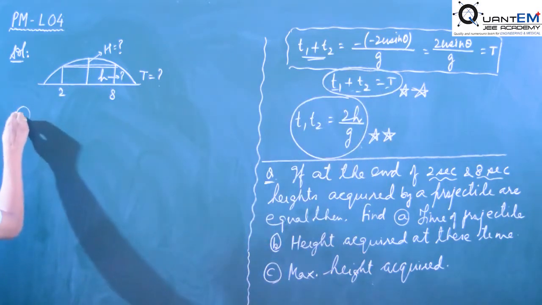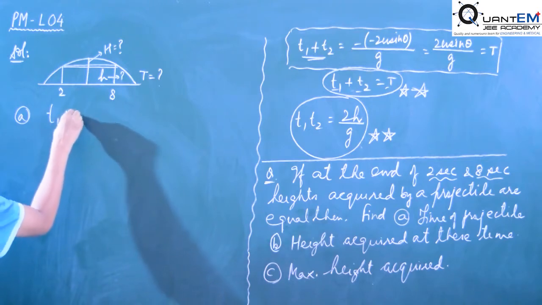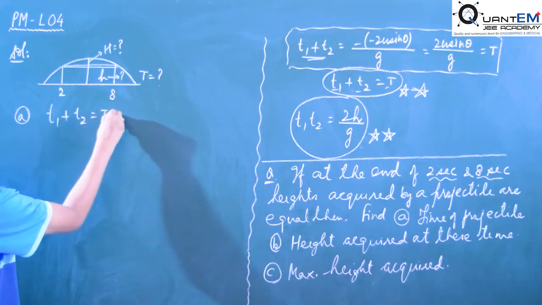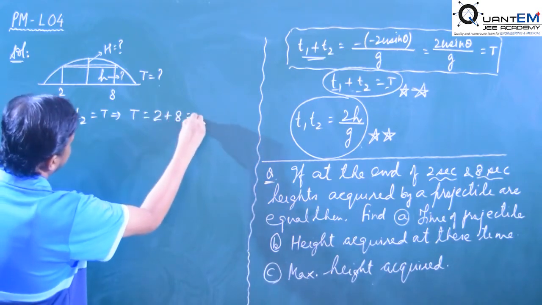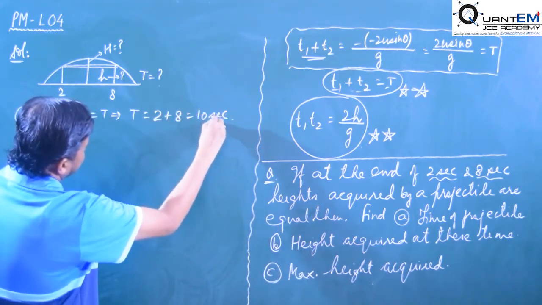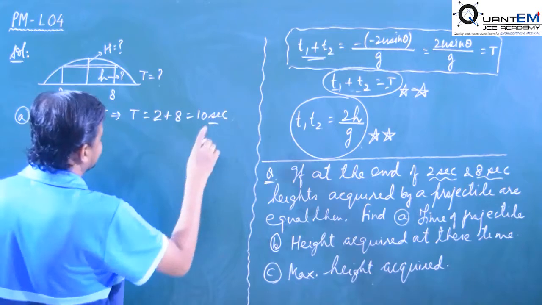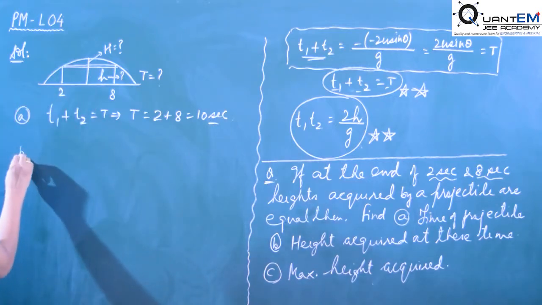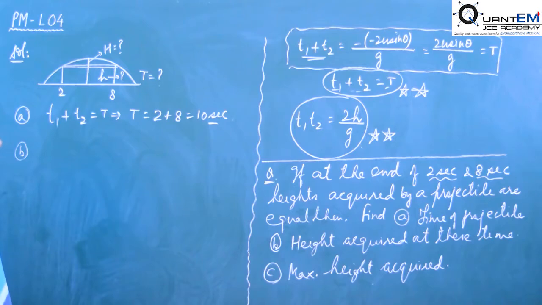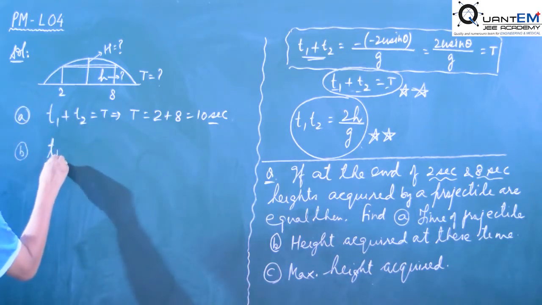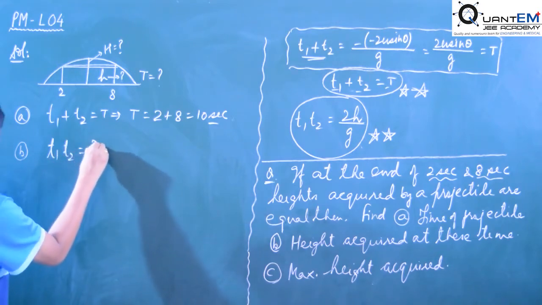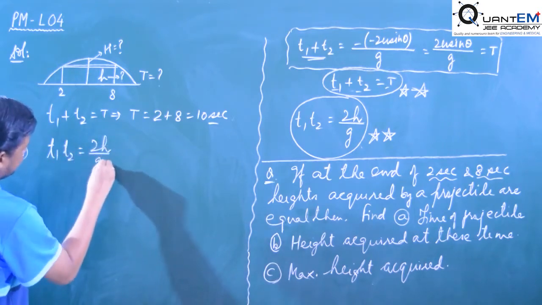So first part, we have the formula t1 plus t2 is equal to T. It implies that T is equal to 2 plus 8. The first answer we have is 10 seconds. Now we move to the second part, the height acquired at these times. The second formula we have is t1 t2 is equal to 2h by g.